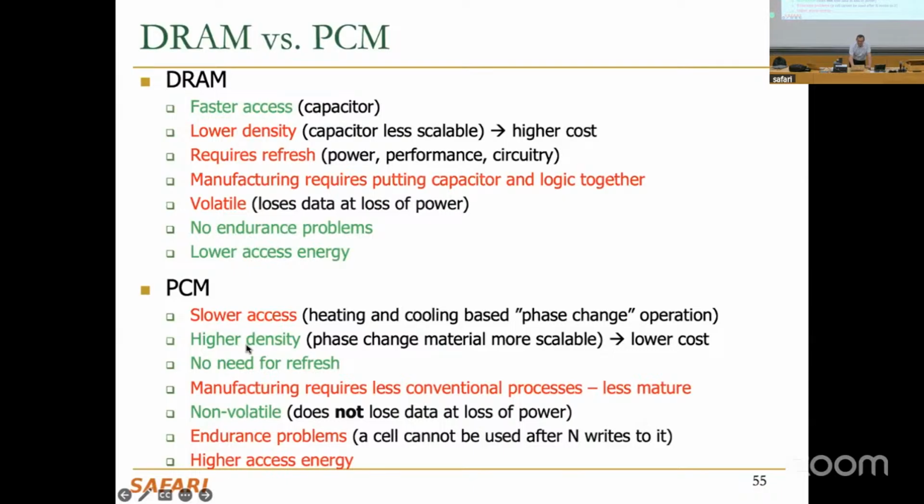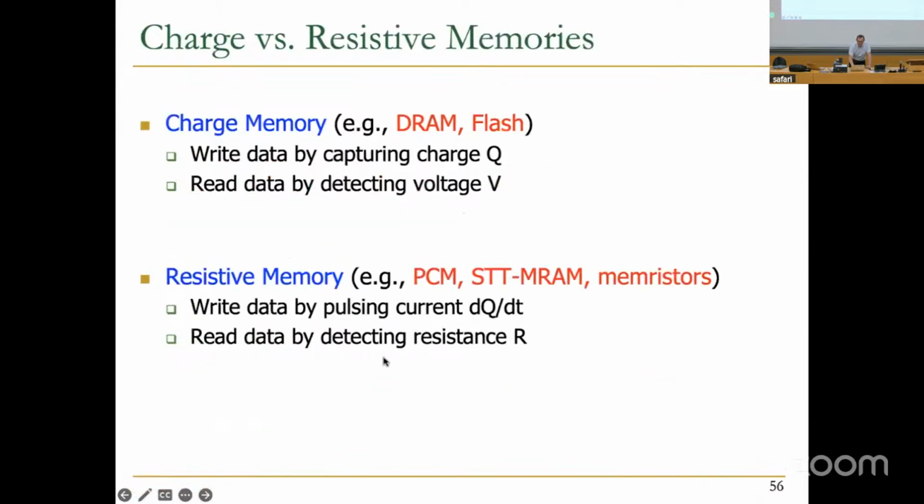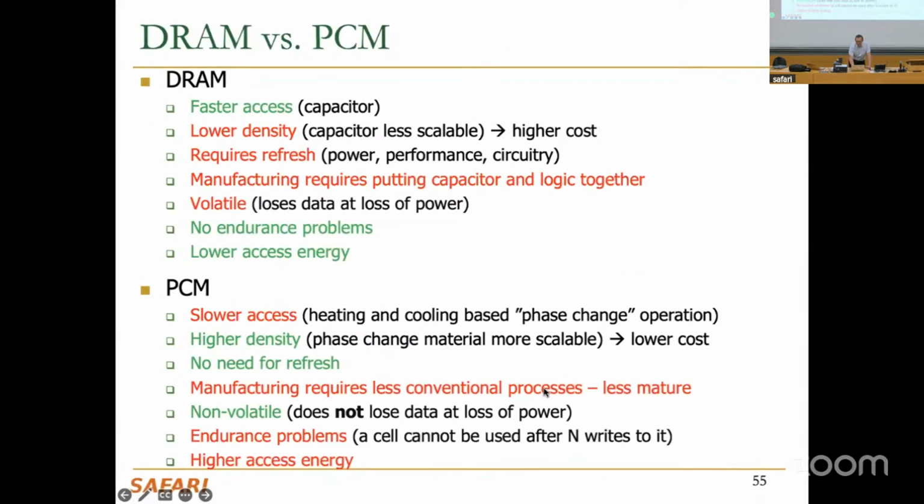DRAM requires refresh, phase change memory doesn't require refresh. DRAM manufacturing needs fabs. Unfortunately, PCM manufacturing also needs fabs. It's not mature today, and that's one of the reasons why Intel discontinued it. At least under the financial constraints, they were not able to make the fabrication process extremely good. DRAM is volatile, meaning it loses data at loss of power. PCM is non-volatile. It doesn't lose data at loss of power, meaning it's a storage technology, but it could also be a main memory technology at the same time.